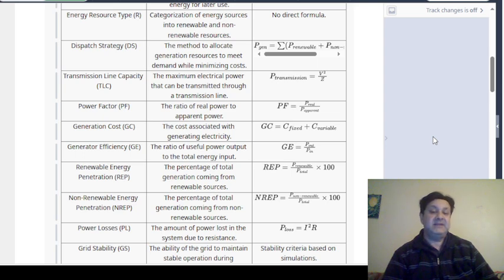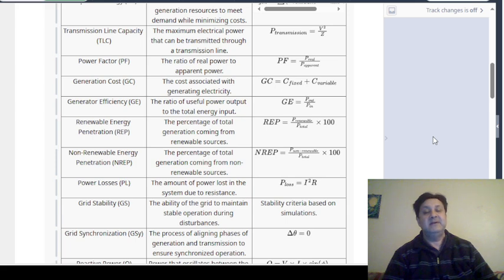And the transmission line capacity, TLC, is very important. It is the maximum electrical power that can be transmitted through a transmission line. So the specifications of the transmission lines, losses, generation, everything. Then power factor and the generation cost. Power factor is the ratio of real power to apparent power. This is important, and we have to make sure that we optimize our smart grid to consider this important factor.